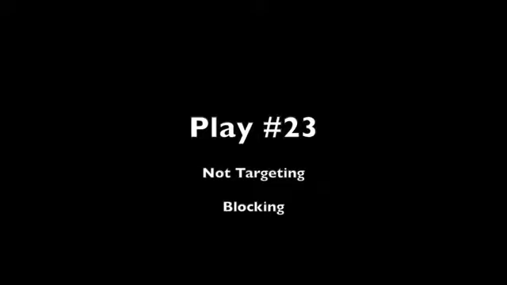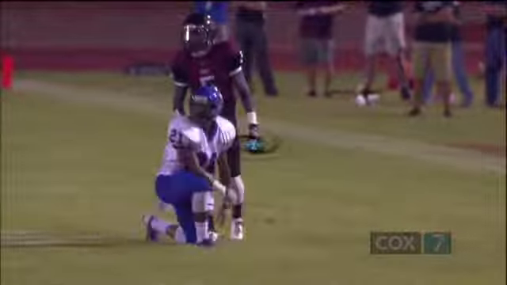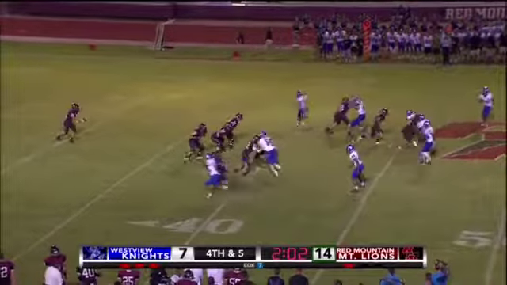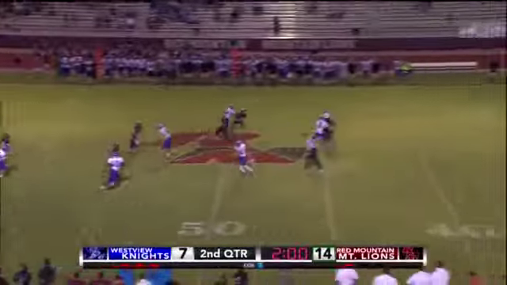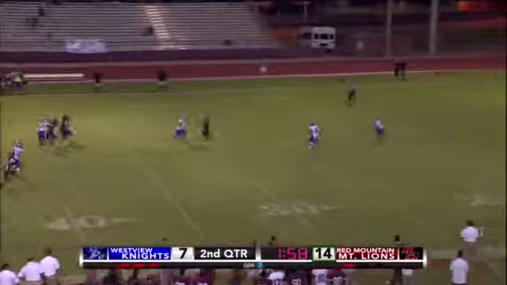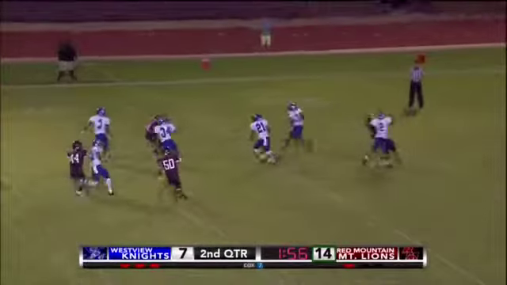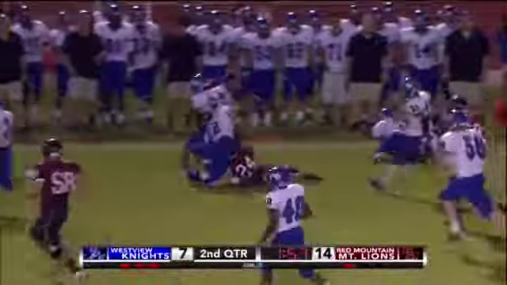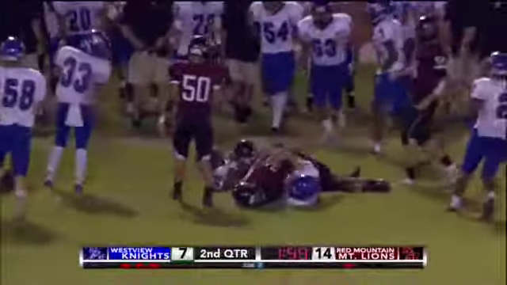Our final play of the tape is going to be an example of a legal block where we do not have targeting. And in this case, the player that receives the block is considered defenseless because he is receiving a blindside block. But because that contact is not high and above the shoulders, we would not have targeting.